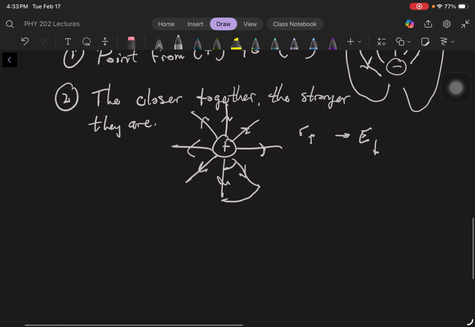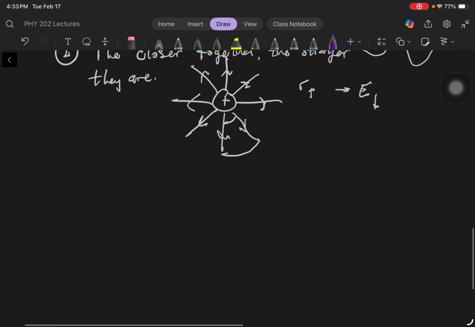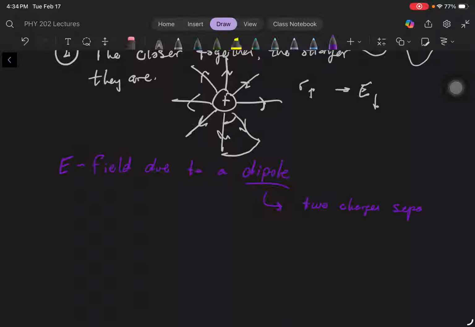Okay. And so next we're going to talk about the electric field due to a dipole. So first, what is a dipole? A dipole is two charges separated a short distance.